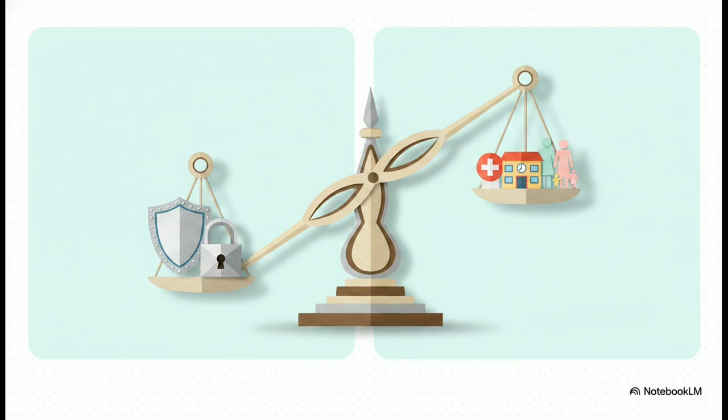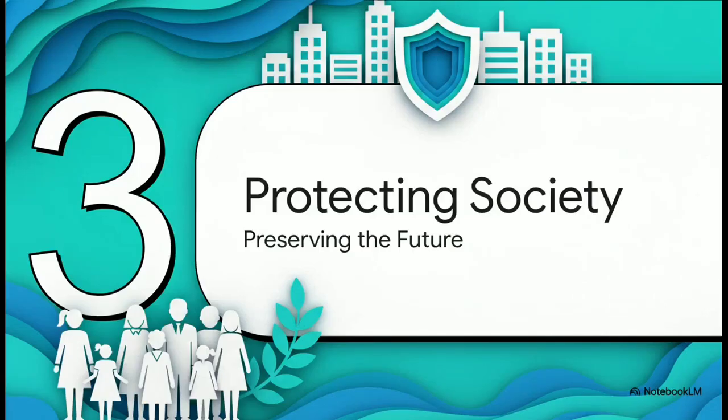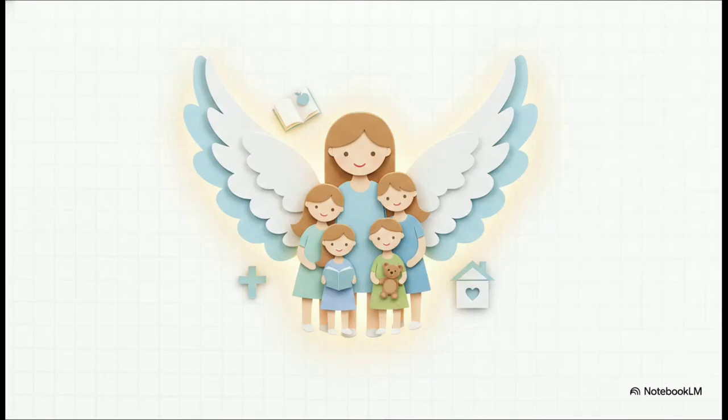When security restrictions become excessive and actually cut off these basic needs, they create severe humanitarian problems, which the law explicitly tries to prevent. Section 3, protecting society and futures. Now let's look at how the law attempts to preserve the very fabric of a community and protect its most vulnerable members. The law deeply acknowledges that conflict disproportionately impacts certain groups.